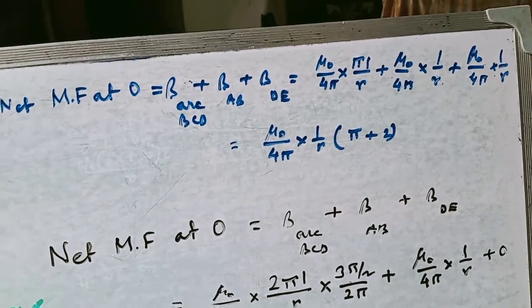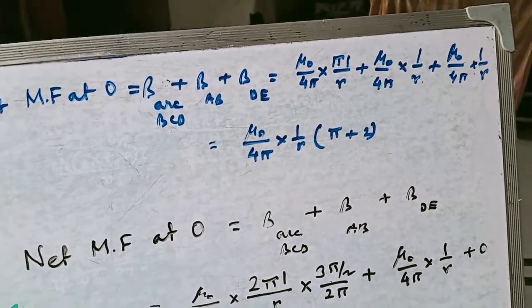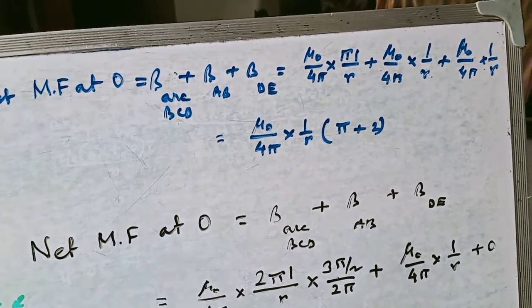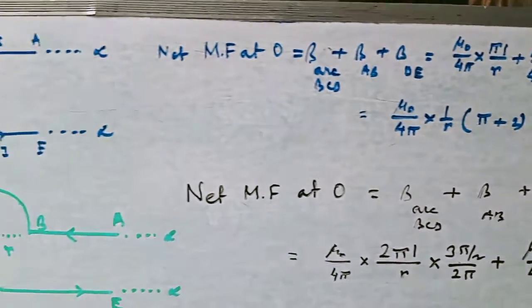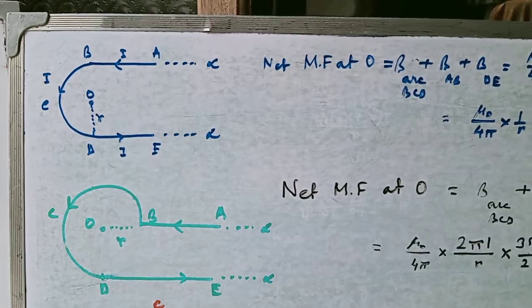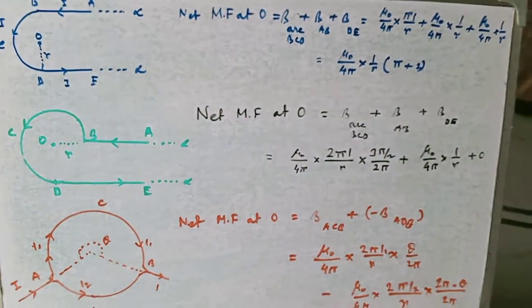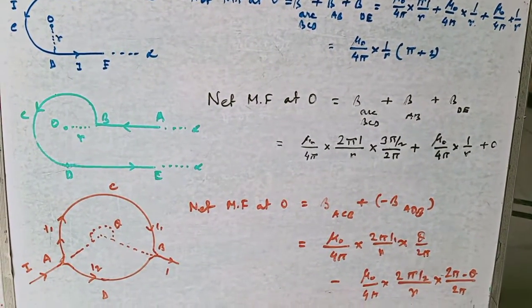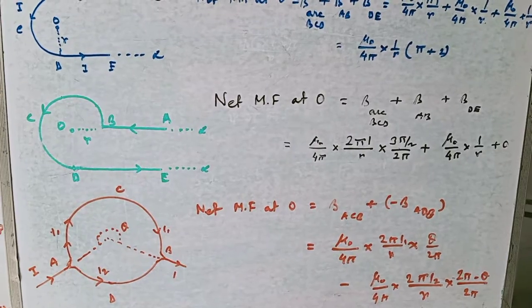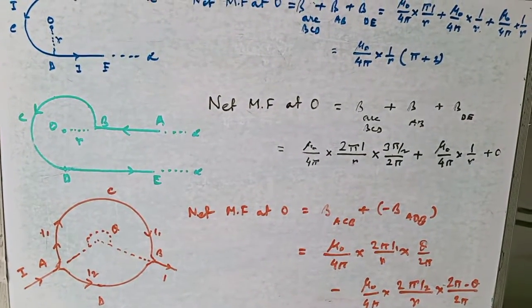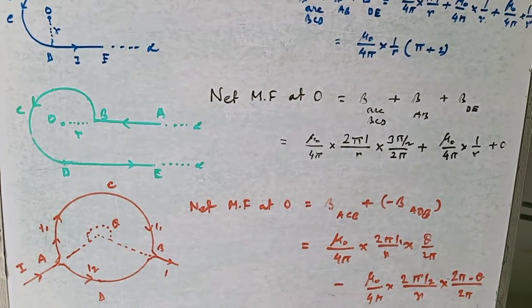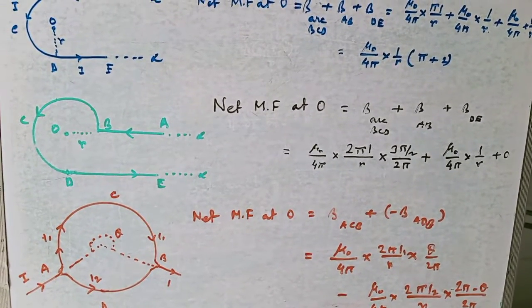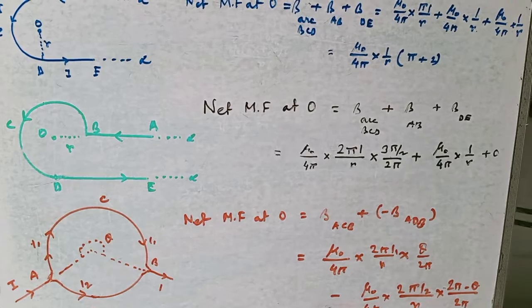For AB, mu naught by 4 pi into 1 by r. For DE, mu naught by 4 pi into 1 by r. That will give you the net magnetic field at O. See the second figure here. AB, in green color, is along the straight line that falls on O, and the radius is r. So BA is a linear extension that tends to infinity.